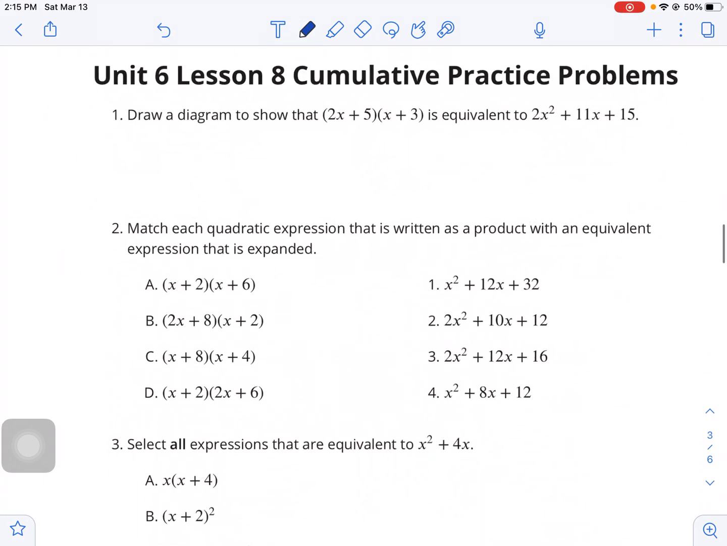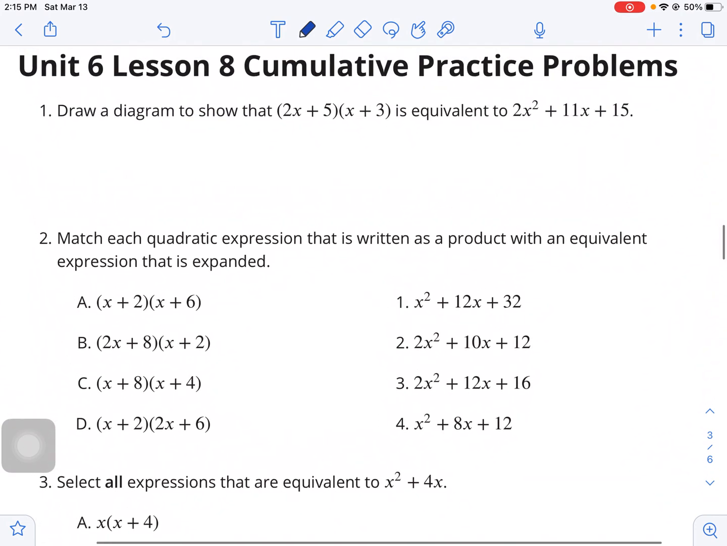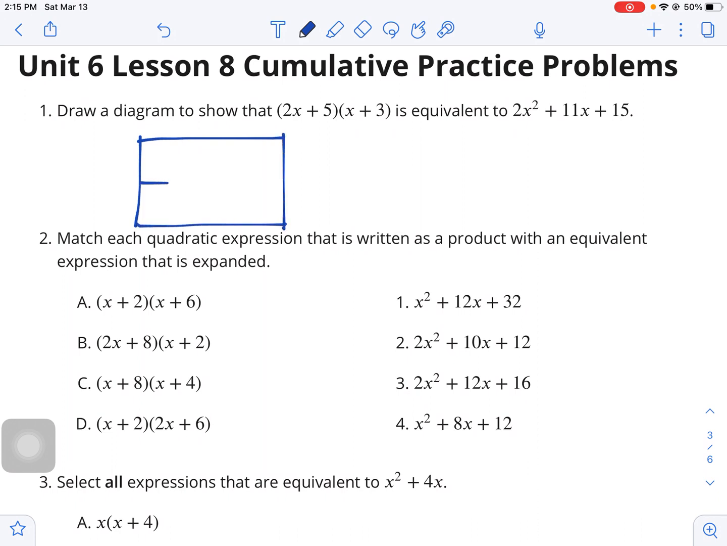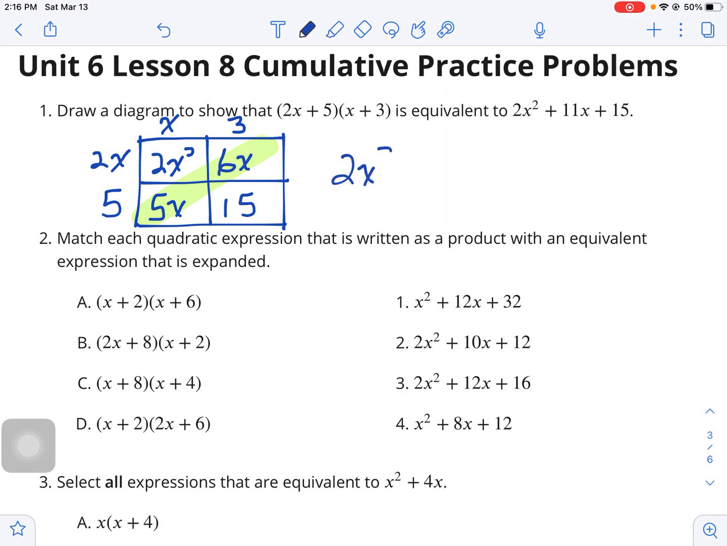So draw a diagram to show that 2x plus 5 times x plus 3 is equivalent to that. So we're going to draw our diagram for multiplying two binomials. Put one along the left side and one along the top, and then just start multiplying. X times 2x will give me 2x squared. 2x times 3 is 6x. X times 5 is 5x, and 5 times 3 is 15. And then we always have to remember to add the diagonal terms because they're both x terms. So those two together give us 11x, and then we have the 15.